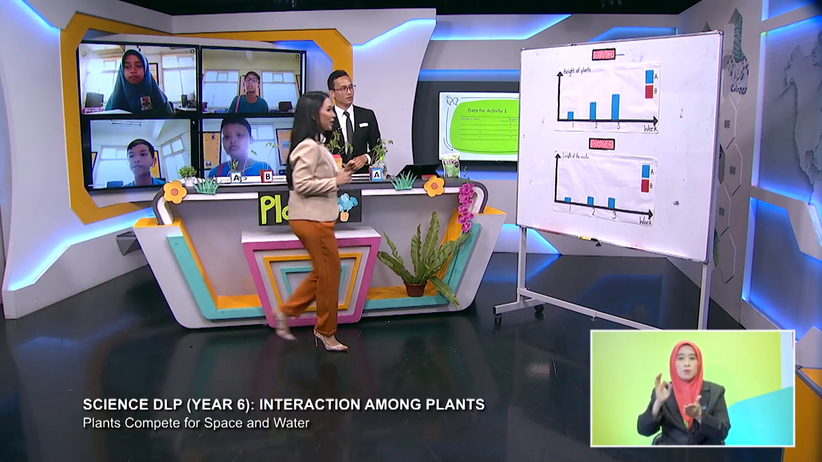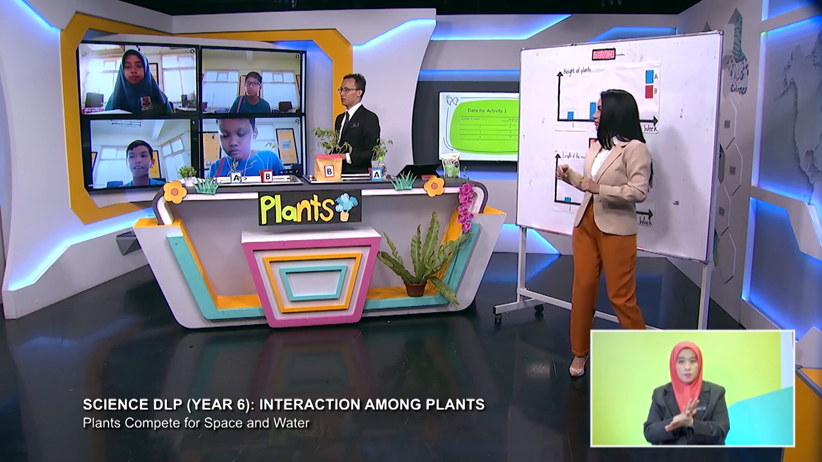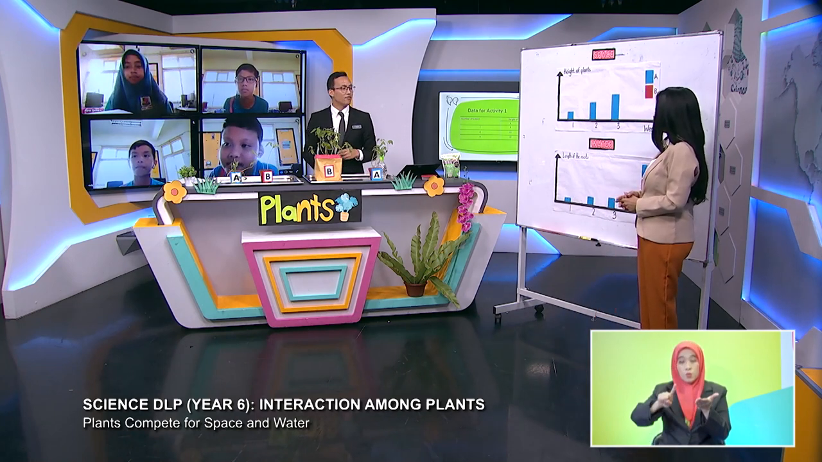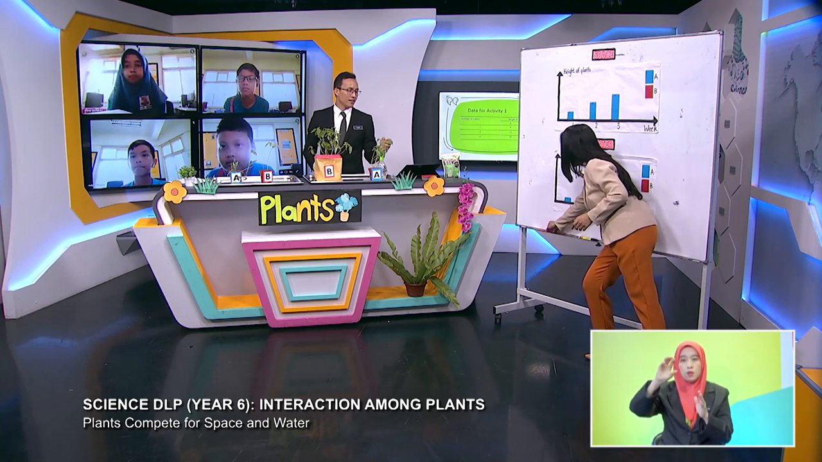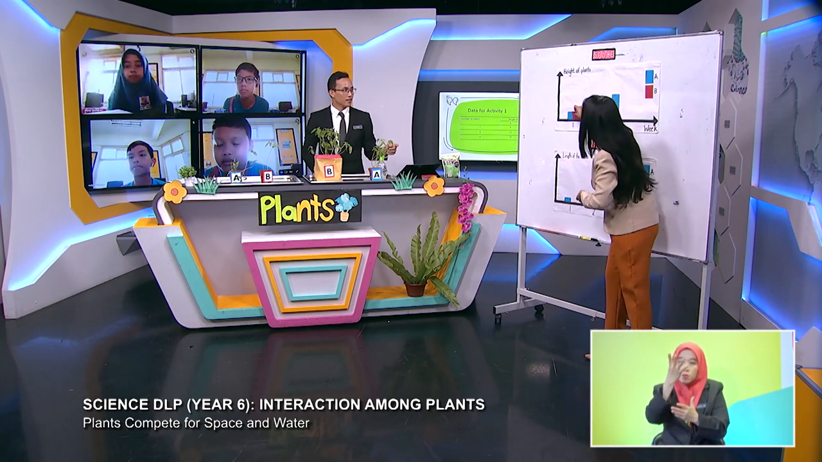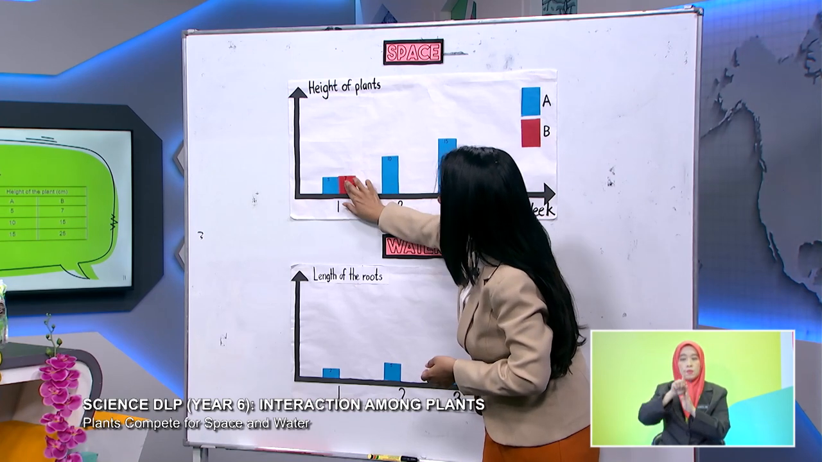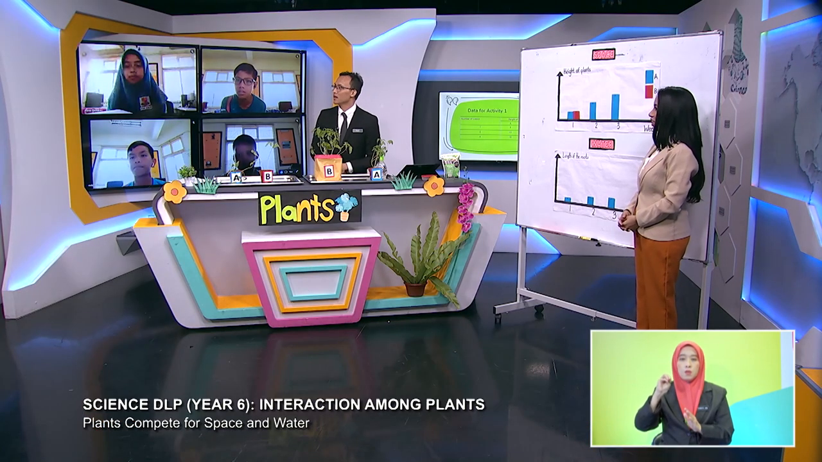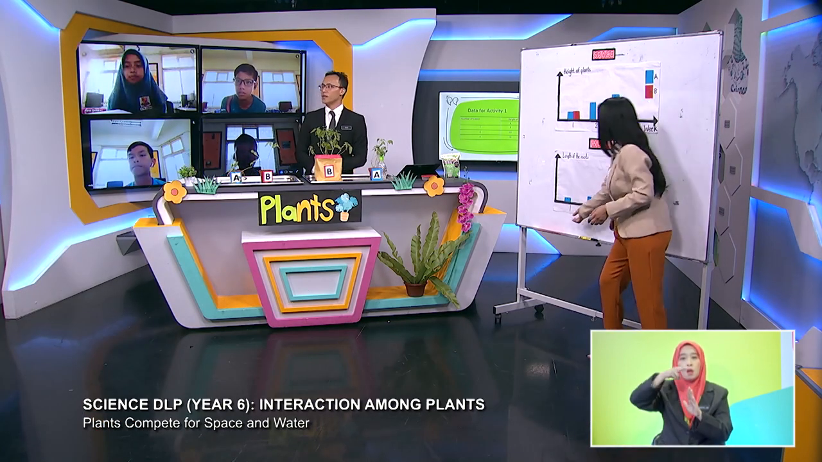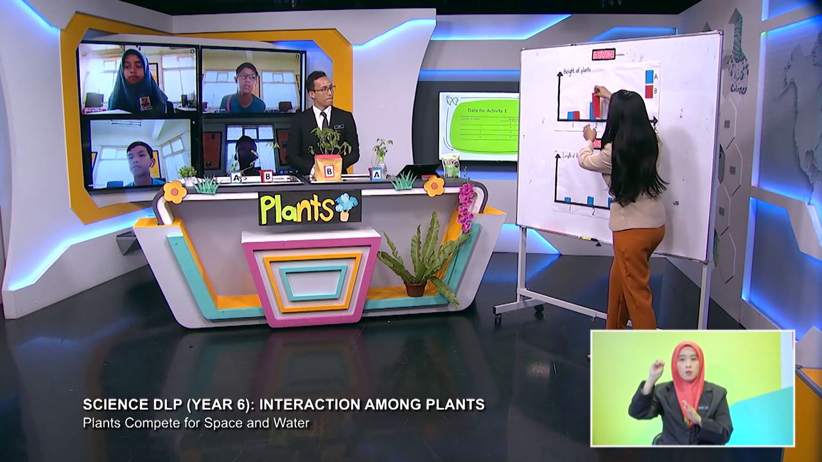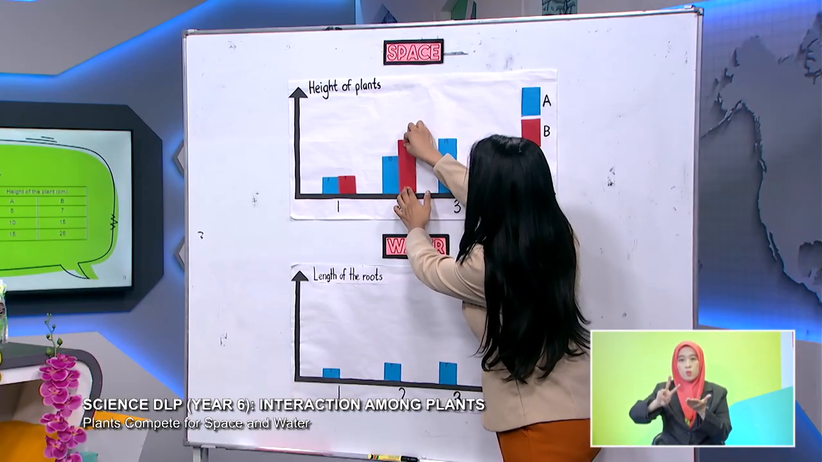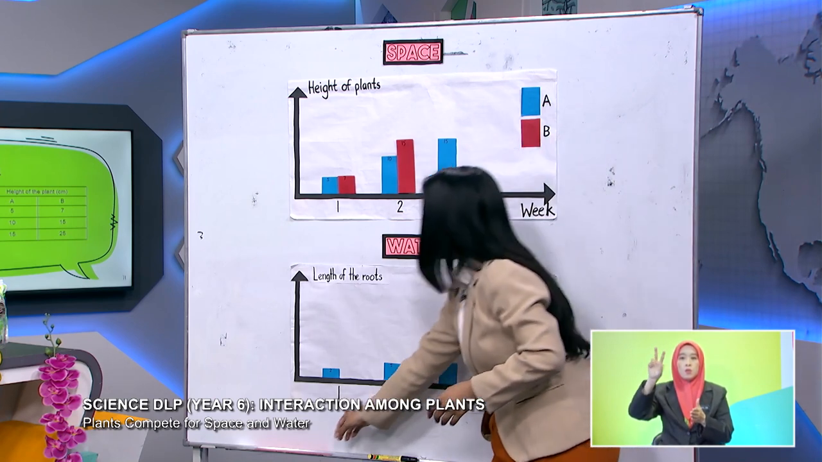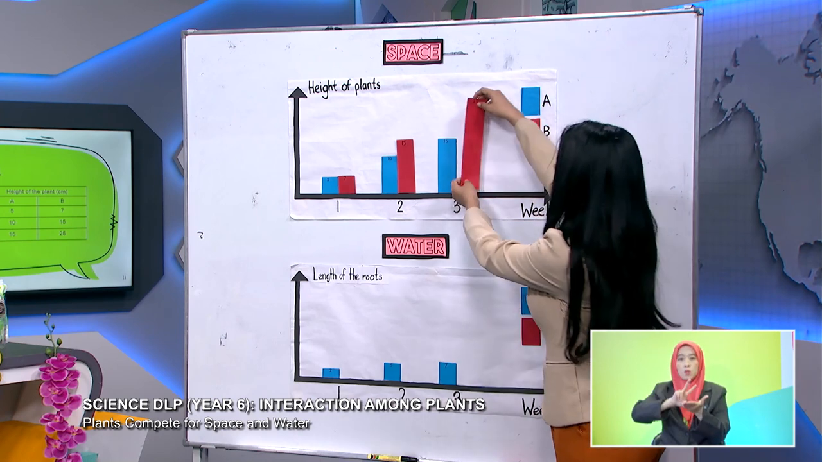So, let me read to you, all right? For the first week, the height of the plant is 7 cm. So I'll put it right next to A. Yes, 7 cm. Very good, Shafika. Let's move on to the next height, which is 15 cm on the second week. Mr. Q, you got that? And last of all, we have 25 cm for the third week.